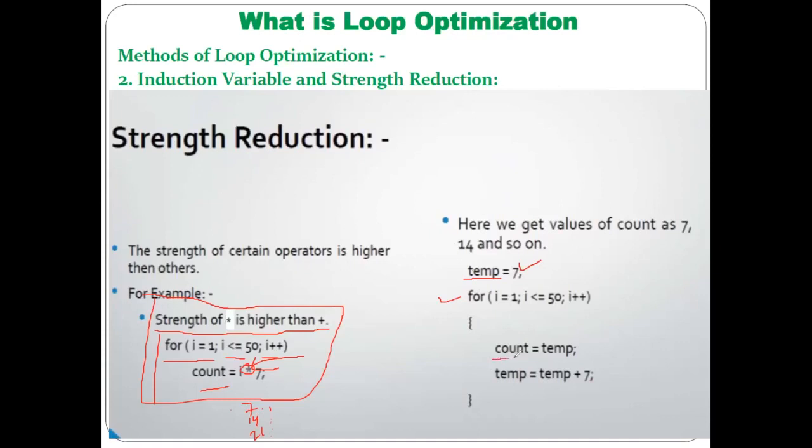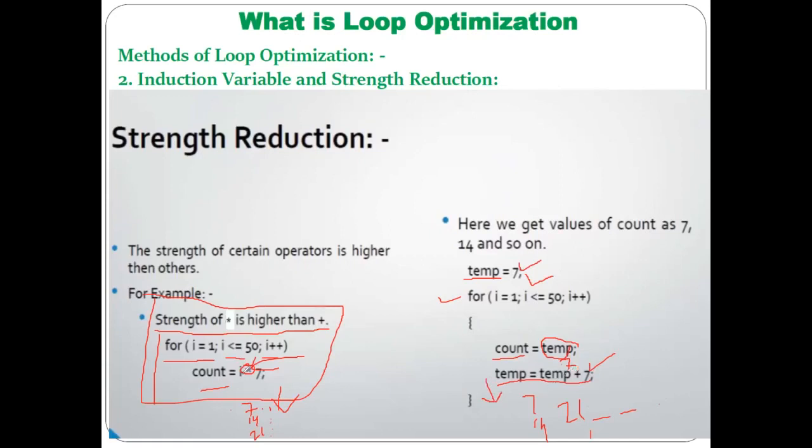We'll assign one more variable, count, and to that count we assign the variable temp. What is the value of temp? 7. Next, temp equals temp plus 7. What will the result be? Initially the value of temp is 7, then it becomes 14, after that 21, like this. The same result you were getting from the earlier code is coming from this code also.